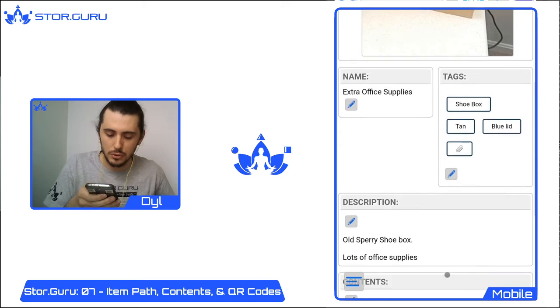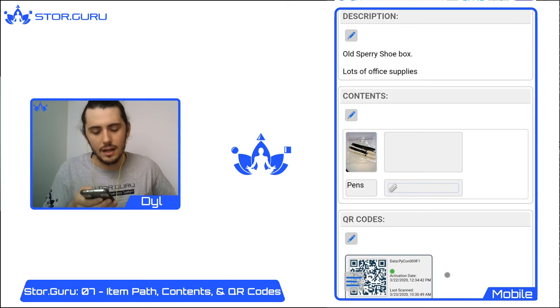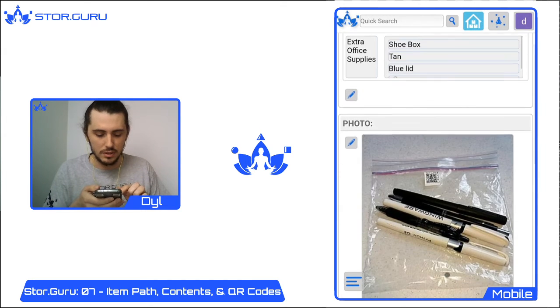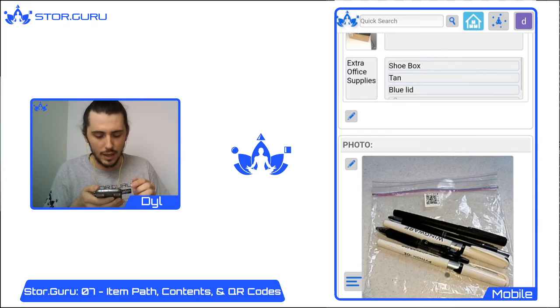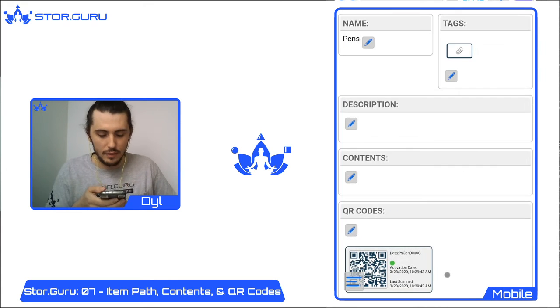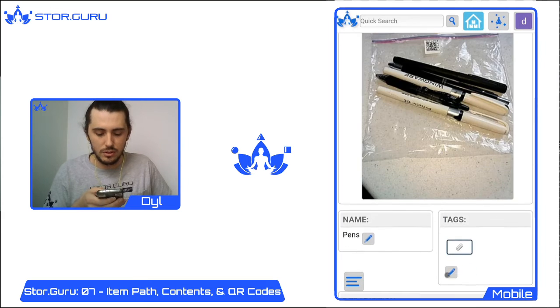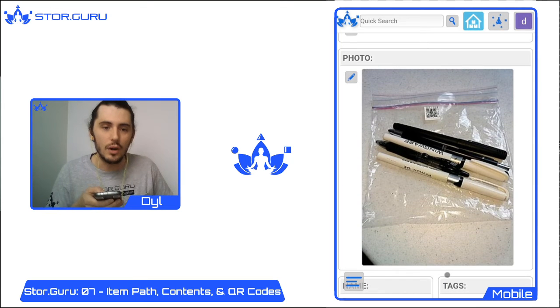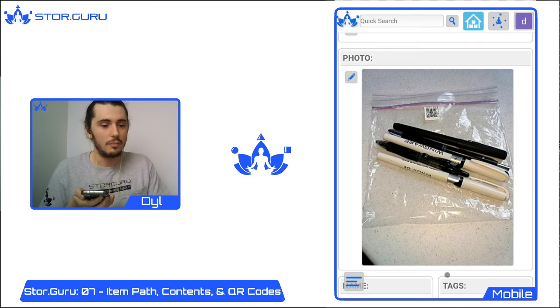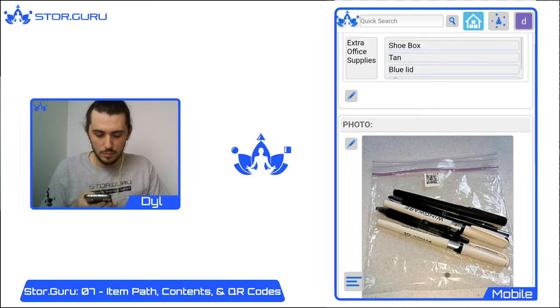And also, if you scroll down, you'll see that inside of the contents, pens are now added to the office items shoebox contents. And you can navigate back and forth by clicking each one. So now we're on the pens page, now we're back to the shoebox page. And yeah, that definitely is a convenient way to try and figure out where you've actually located your items or put your stuff.